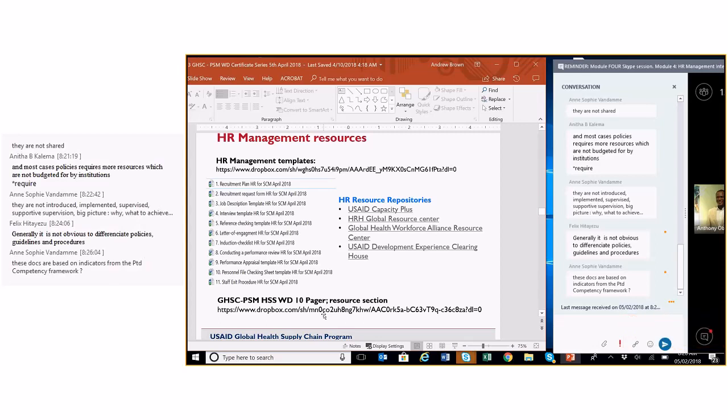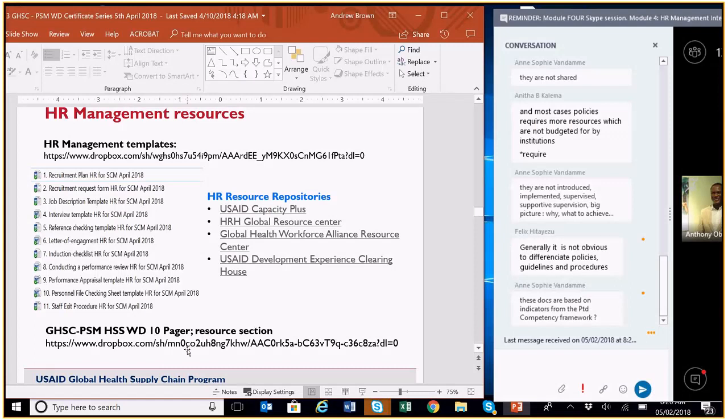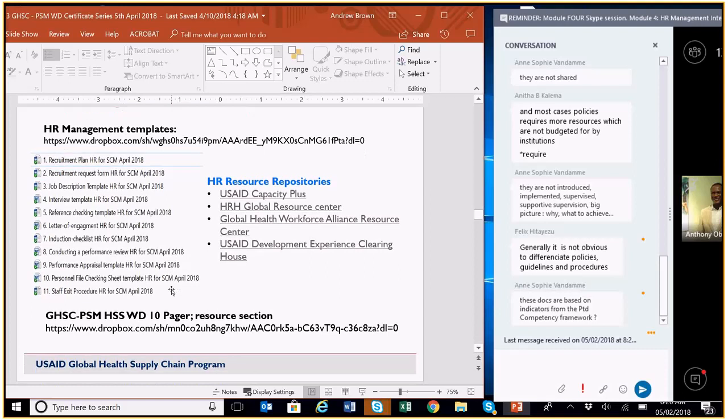So a question from Annie is, are these documents based on indicators from the PDD competency framework? Within the competency framework that People That Deliver provides, it outlines a whole set of competencies that need to be present to ensure that the human resources systems are put in place. And so it refers to the need for these sorts of policies and procedures, but the competency framework is not descriptive on what should be included. So yes, it's aligned with the competency framework, but has extra elements. Thank you for your question. Keep your questions coming.